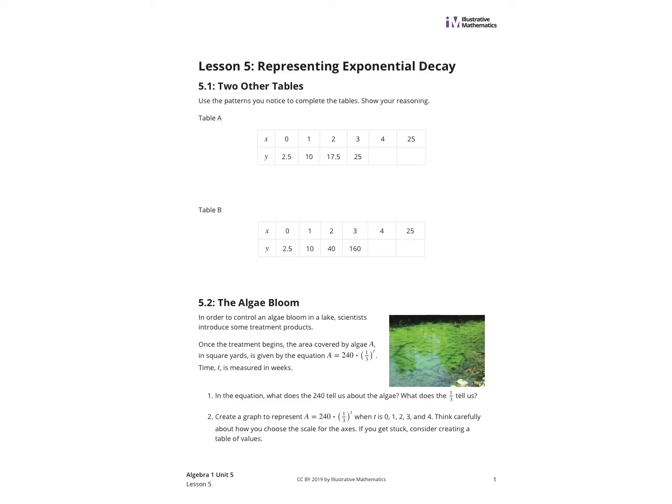Hello, welcome to Unit 5, Lesson 5, Representing Exponential Decay. Your learning objectives for this lesson are to be able to explain the meaning of A and B in an equation that represents exponential decay and is written as y equals A times B to the x power.